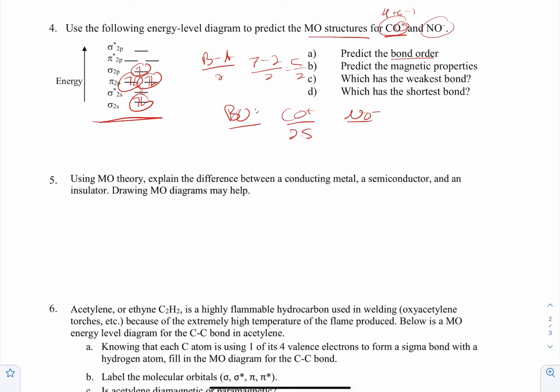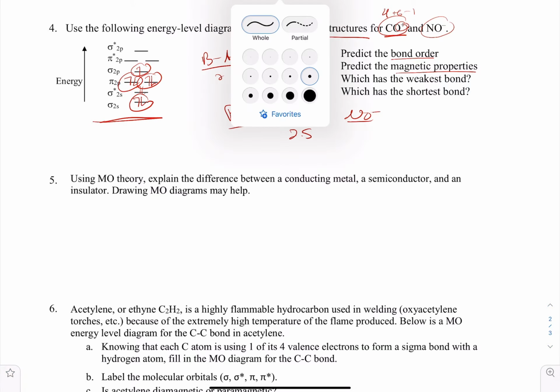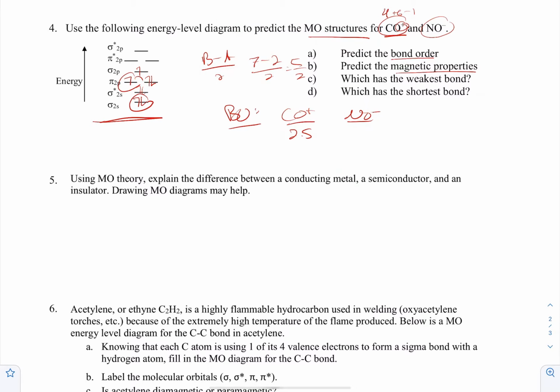That's a pretty high bond order, right? It's not quite a triple bond yet, but it's getting there. And it's paramagnetic, right? We've got an unpaired electron up here. So I'm just going to go ahead and say this is magnetic. And we'll compare that to NO minus here.